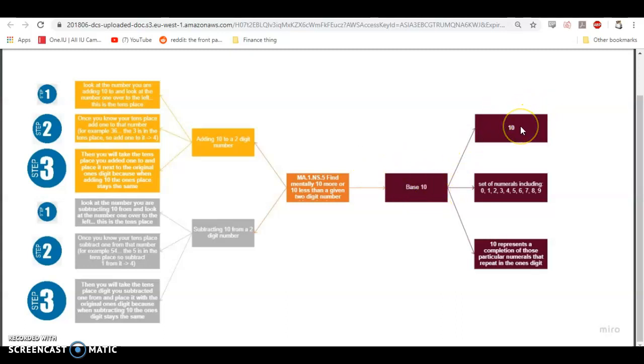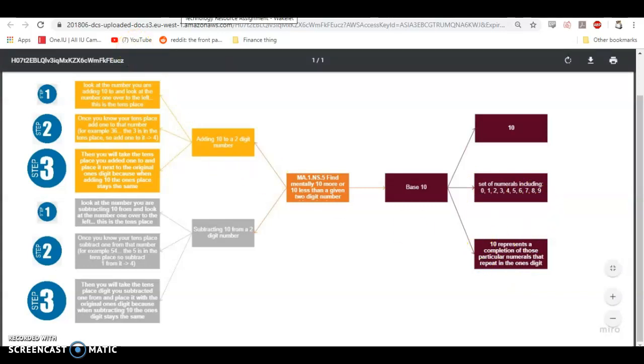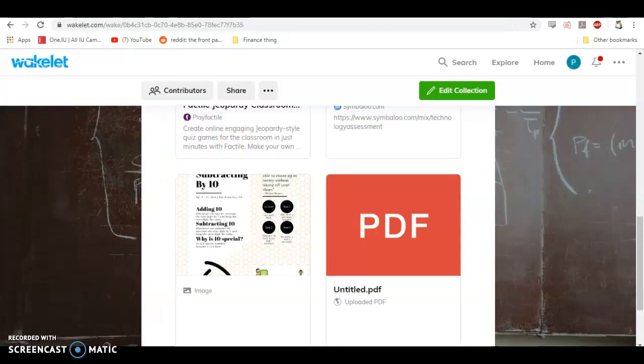Base 10 is just the number 10, and it's a set of numerals including 0 through 9, and it represents the completion of those numerals. So I will be going back to the Wakelet. That was the standard I chose.